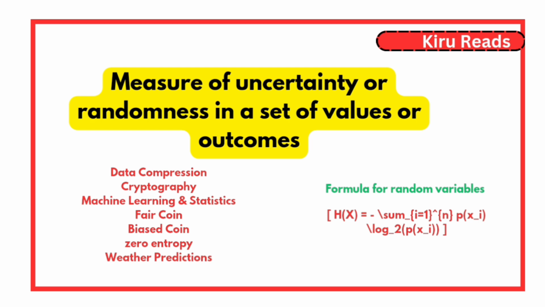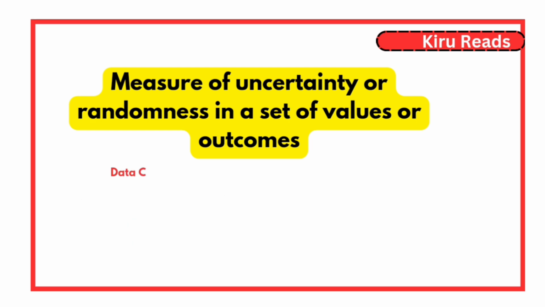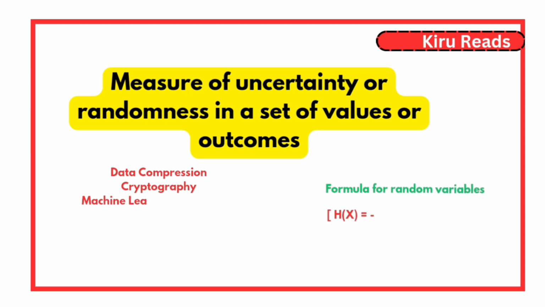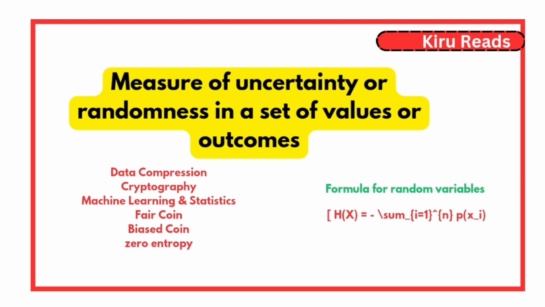So, everyday examples. Weather predictions. If a weather forecast claims there is a 90% chance of sunny weather and a 10% chance of rain, we know the outcome is largely predictable, resulting in low entropy. If the forecast indicates that there is a 50% chance of sunny weather and a 50% chance of rain, the uncertainty increases, leading to higher entropy.